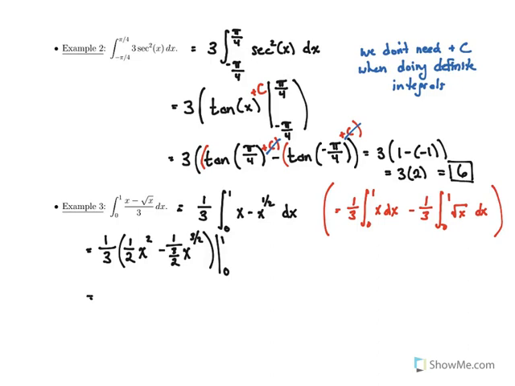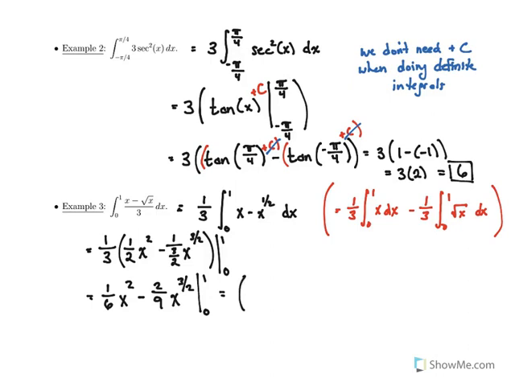Maybe it's useful to simplify this a little bit. So we'll bring the 1/3 inside. This will be 1/6 x squared minus 2/9 x to the 3/2 evaluated from 0 to 1. That simplification is not necessary, but it's something that we could do, so I wanted to show that.